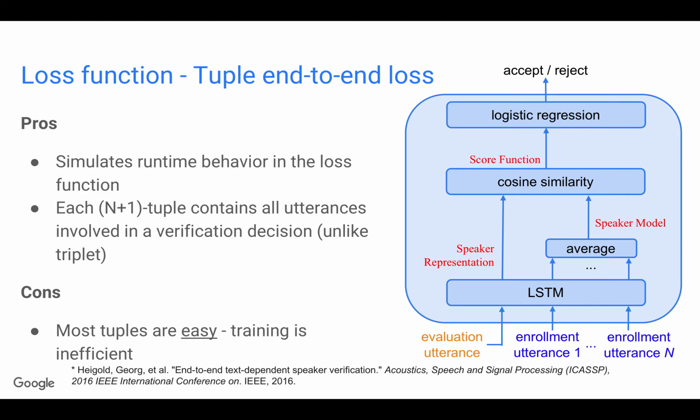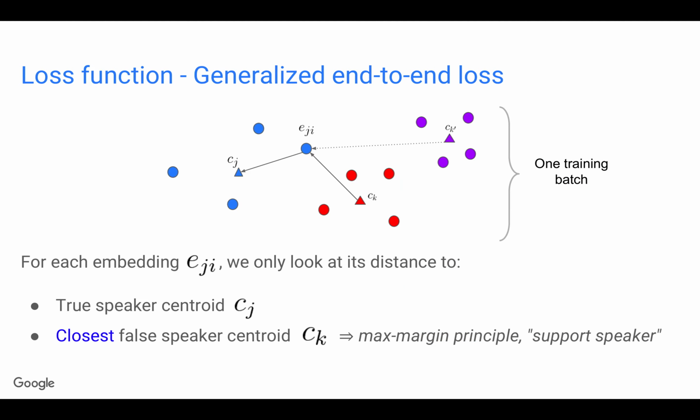So this tuple-based end-to-end loss was very successful because it exactly simulates what happens at runtime. However, there is still one disadvantage: because we are constructing tuples from the training set randomly, most tuples will be very easy. Thus, the training is going to be inefficient. That's why in this paper, we are proposing a new generalization of the loss function. We call it the generalized end-to-end loss.